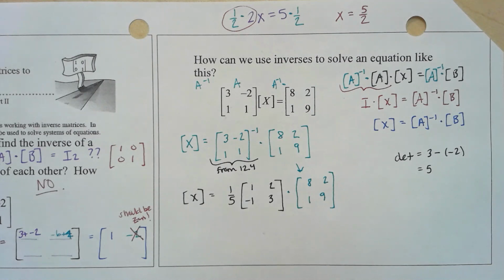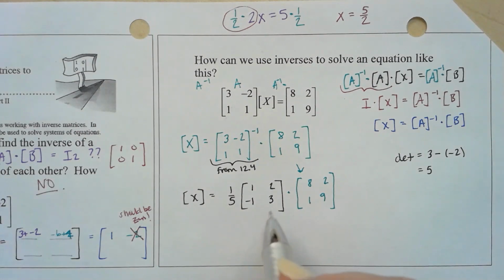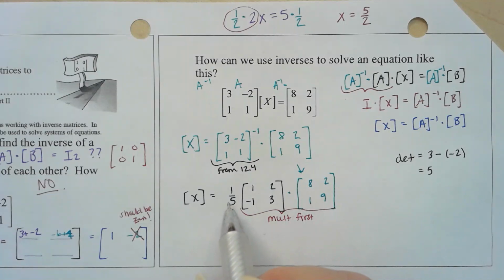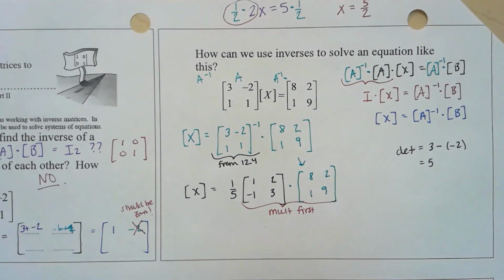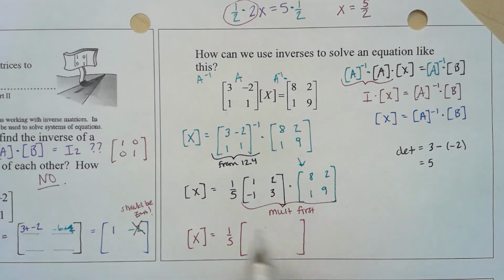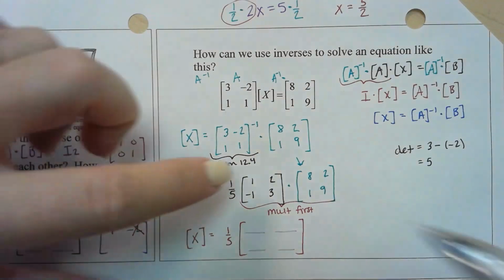All right, now here's the thing. If I go in and multiply everything by 1/5, I'm going to have a lot of messy fractions. The good news is we are allowed to multiply these first. And then we can do the scalar product at the end. And I think we're going to prefer that. So matrix X equals 1/5 times. Now, we're going to multiply a 2 by 2 by another 2 by 2. So we're going to get a 2 by 2. All right, here we go.